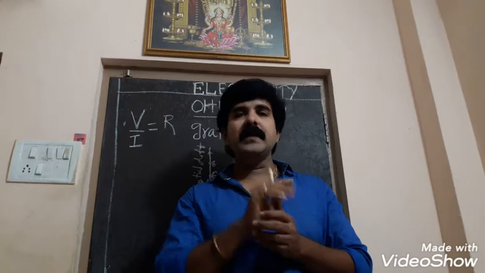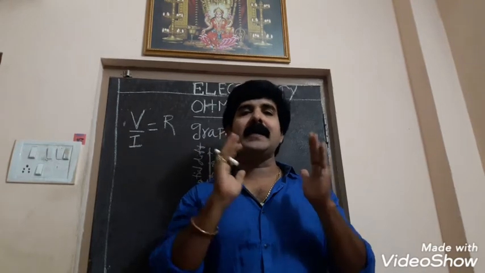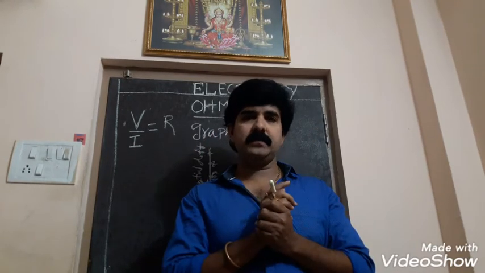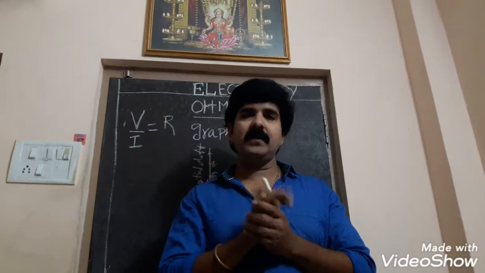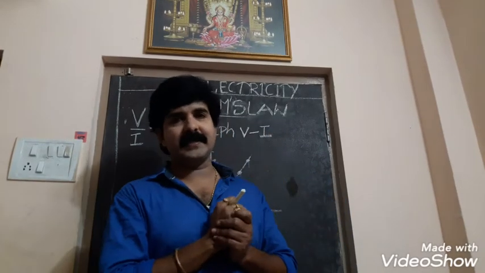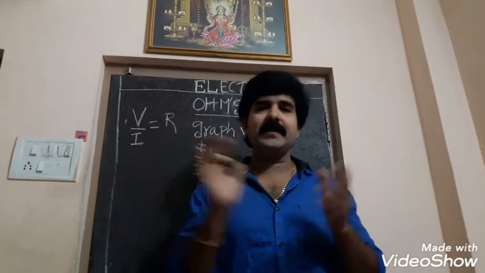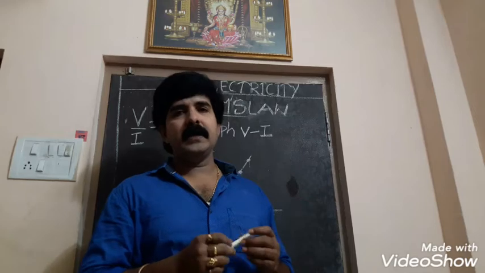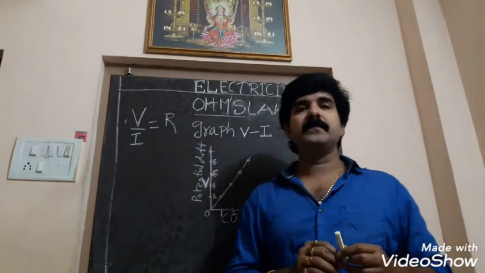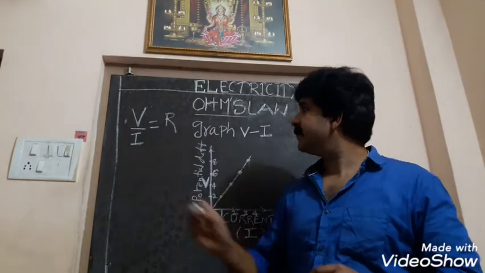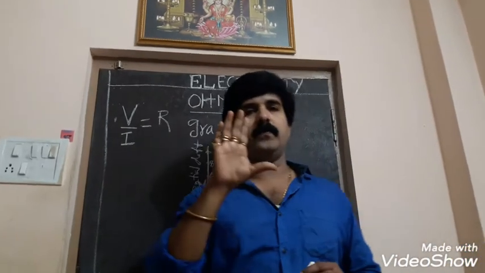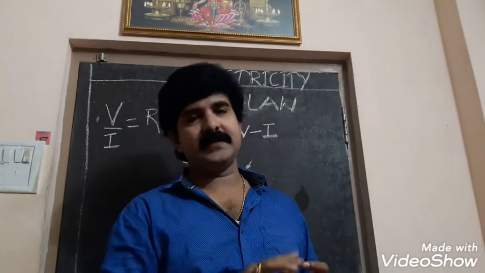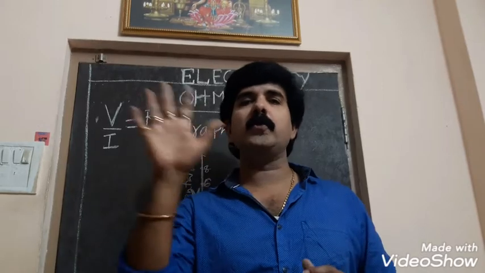The potential difference across a conductor or circuit is directly proportional to the current flowing in the circuit, provided other physical factors like temperature and pressure remain constant. So by Ohm's law, V, the potential difference, is directly proportional to I.